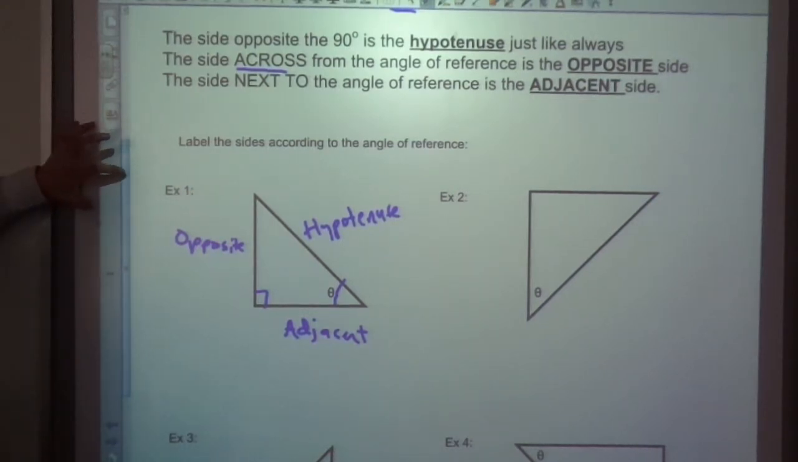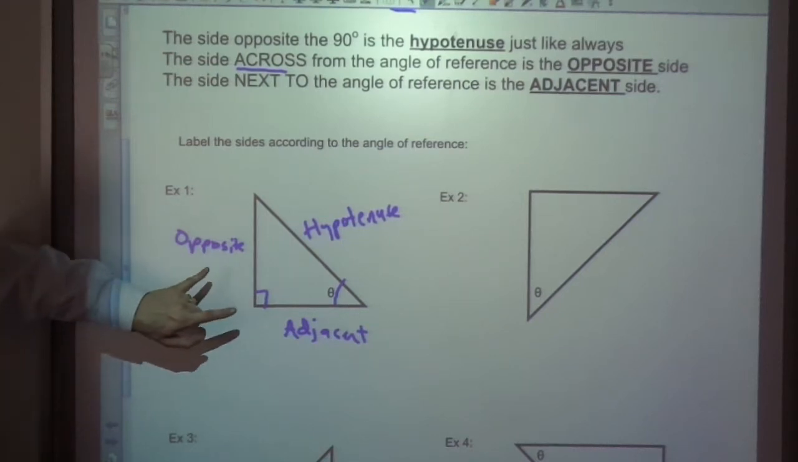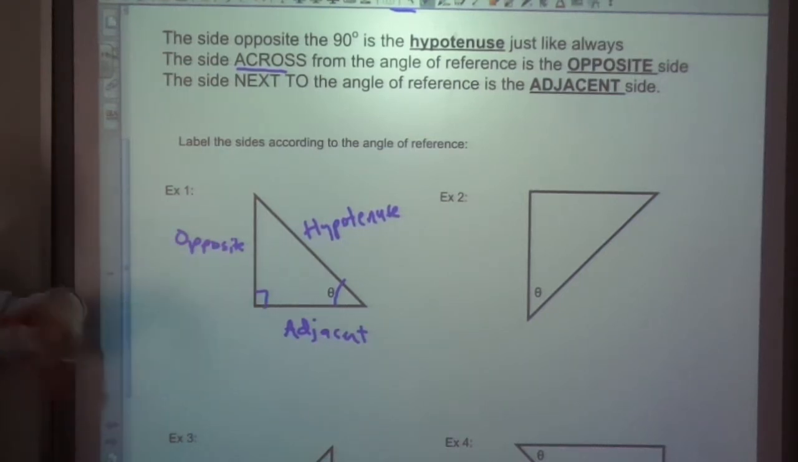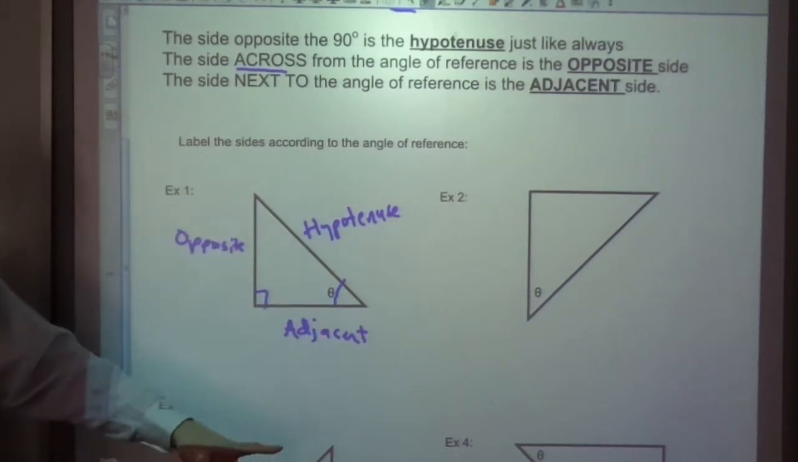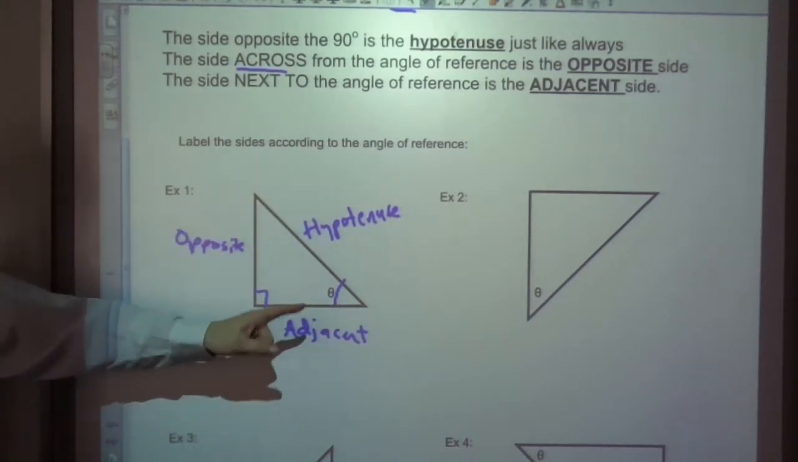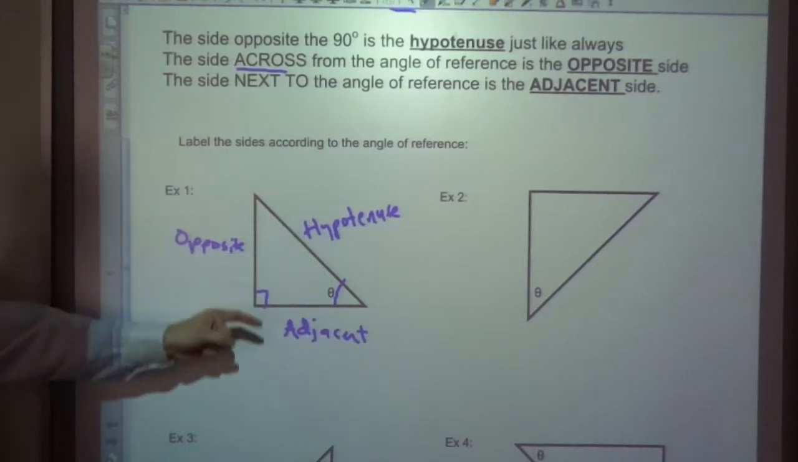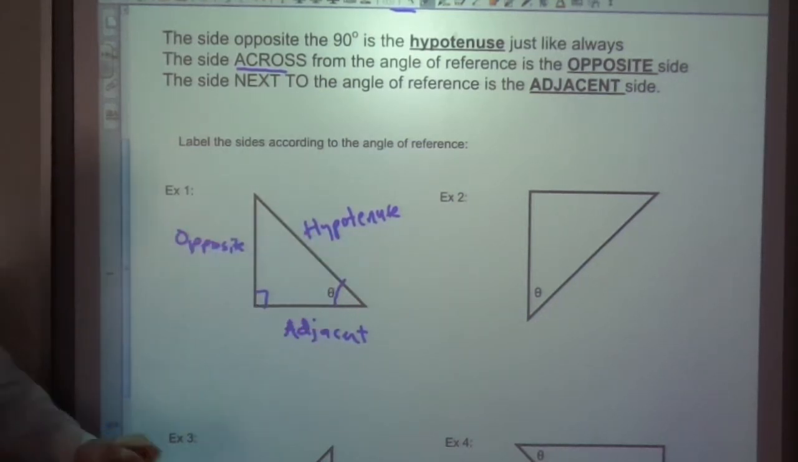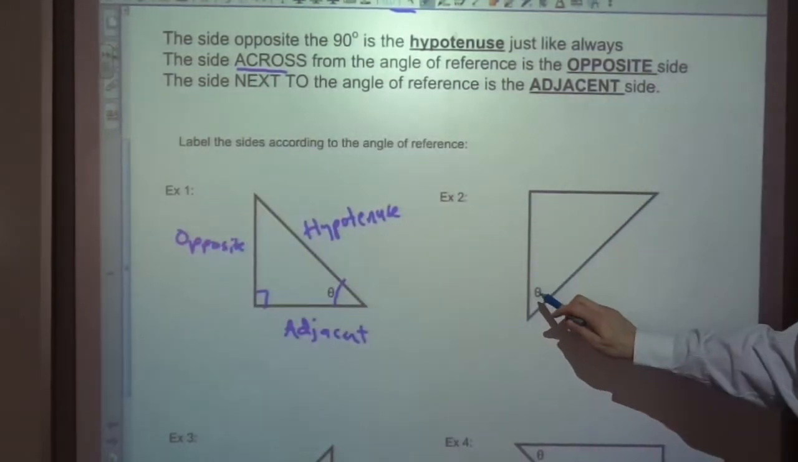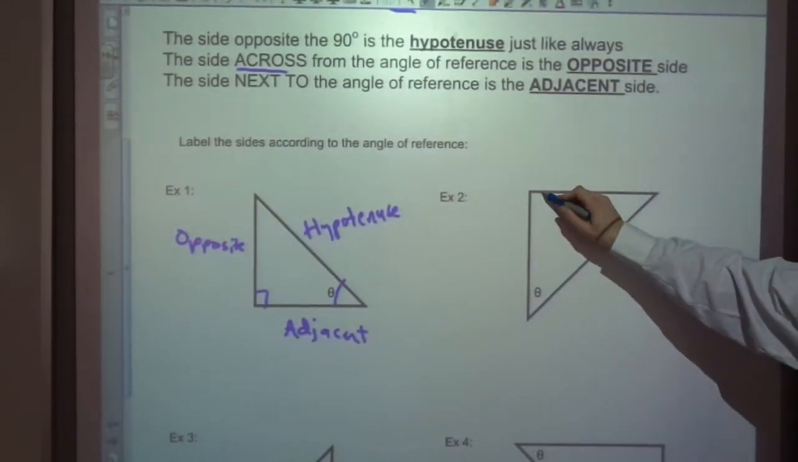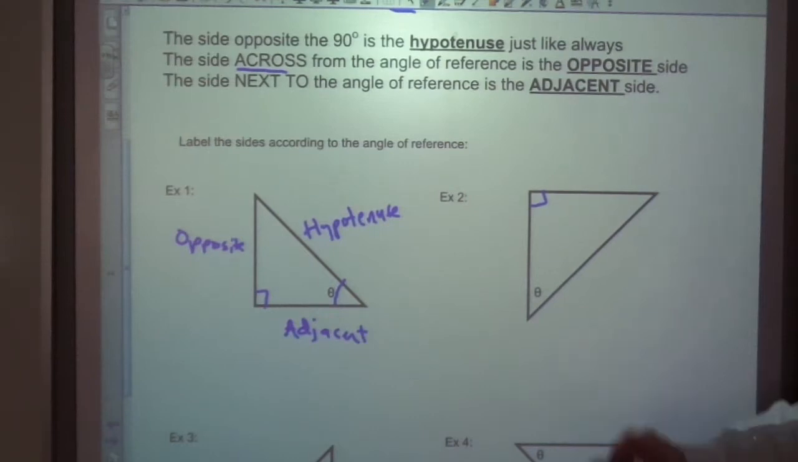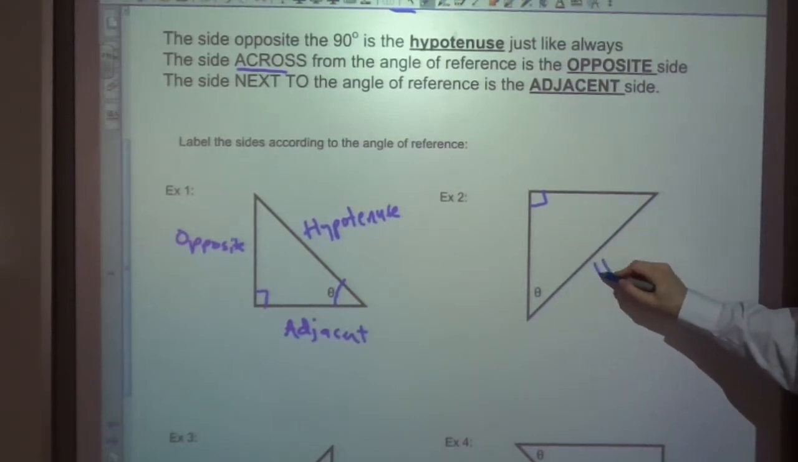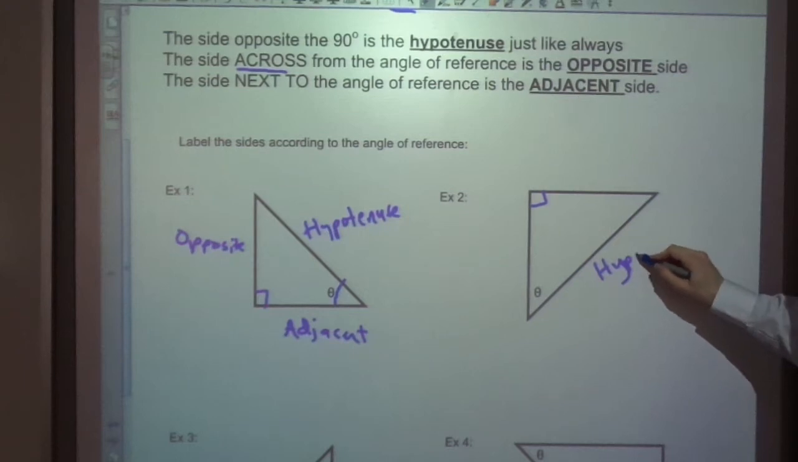Opposite, adjacent, hypotenuse. So instead of just having leg and leg, or long leg and short leg, we're not sure which one's long and short. They alternate depending on the angle. What we're going to do is look at the angle of reference and ask, what does he see from that angle of reference? Opposite, adjacent, hypotenuse. In this one, here's my angle of reference and here's my 90 degrees. The hypotenuse I can always do first. That's going to be directly across from the 90-degree angle. Hypotenuse.